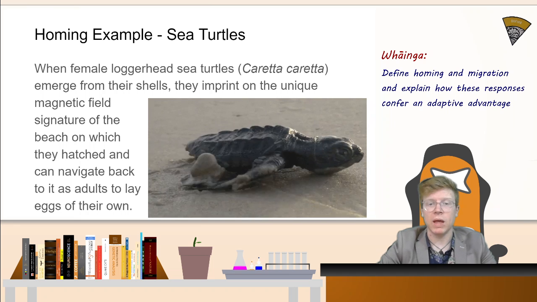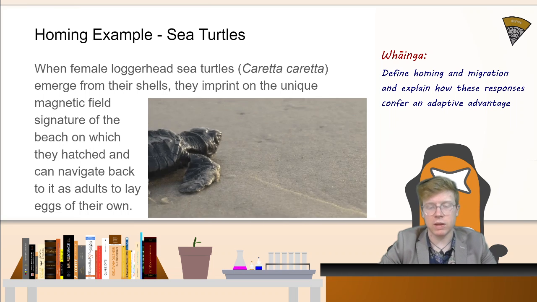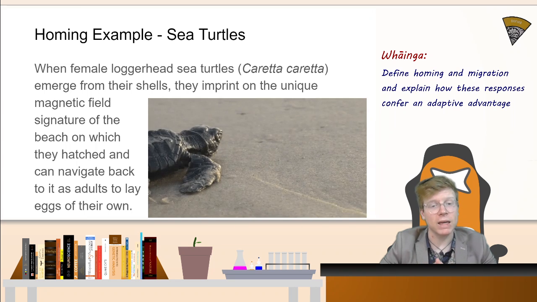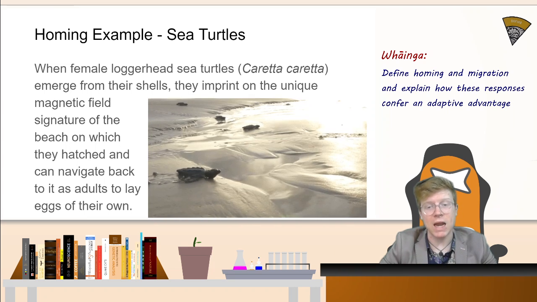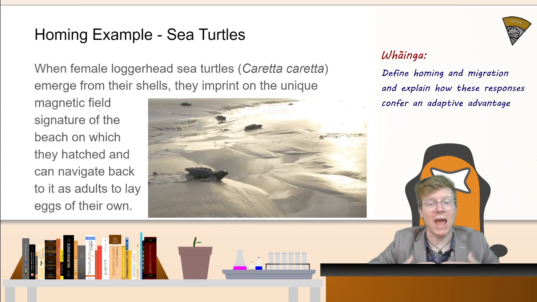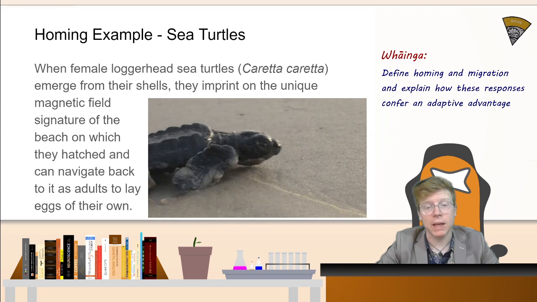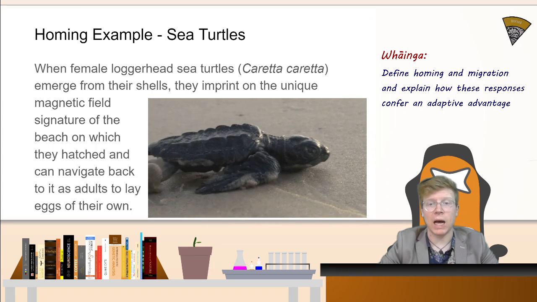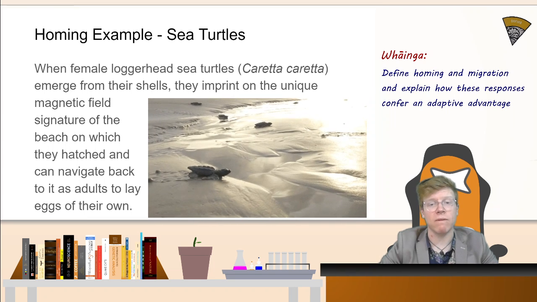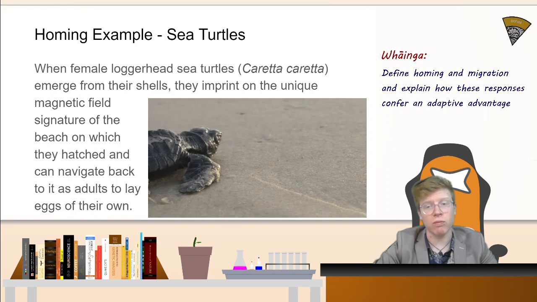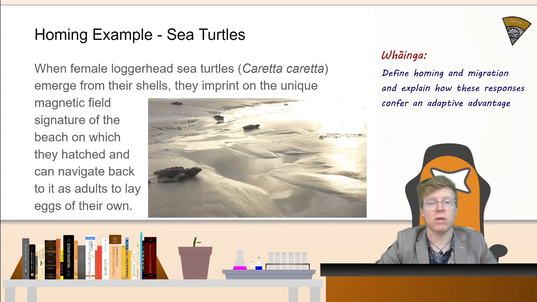Another good example is sea turtles. Sea turtles are amazing. They imprint on their local beach using both the magnetic signature and the scents and smells and the sights of the beach as they are leaving. And then they use that information to help hone back at a later stage in their lives, maybe 10 or even 15 years later, they come back to that original beach and lay eggs of their own if they are female.